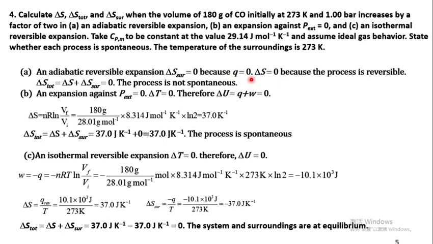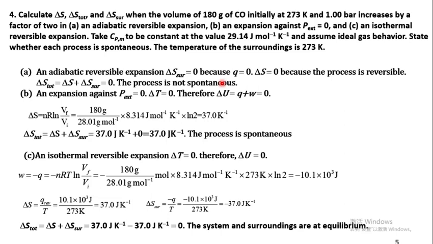After we have Q equals to 0, so we have dS equals to 0. Because this process is reversible, we have dS equals to delta Q over T. So we have delta S equals to 0. So we have delta S total equals to delta S plus the delta S of our surroundings equals to 0. Because delta S total is 0, this process is not spontaneous.